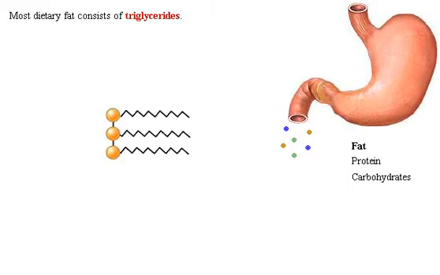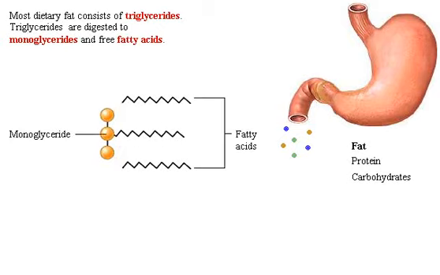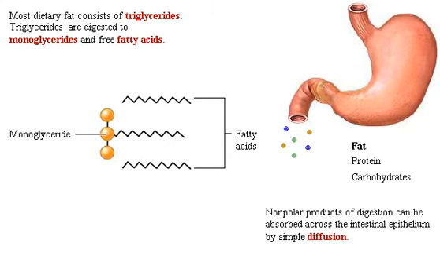Most dietary fat consists of triglycerides. Triglycerides are digested to monoglycerides and free fatty acids. In our representative triglyceride, the 3 circles represent the carbons of the glycerol backbone, and the picket fences represent fatty acids. Remember that nonpolar products of digestion can be absorbed across the intestinal epithelium by simple diffusion, a passive process.